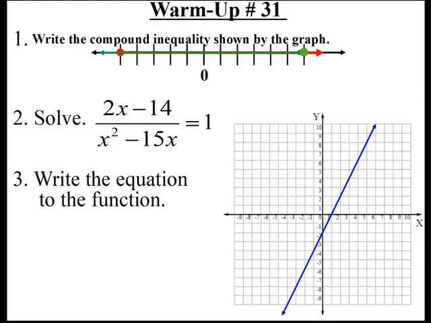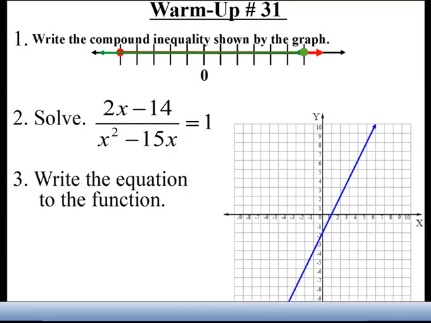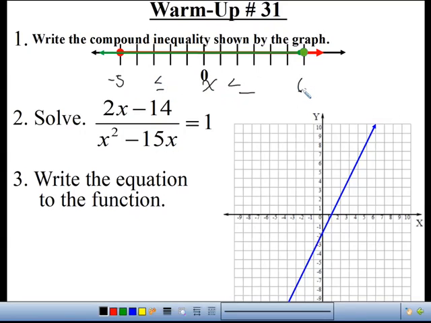All right, let's see what we got. Number 1. So number 1's a compound inequality. That means it's an "and," because both graphs are intersecting. One dividing point is at -5. The other one is at +6. So my inequality is -5 less than or equal to x less than or equal to 6.